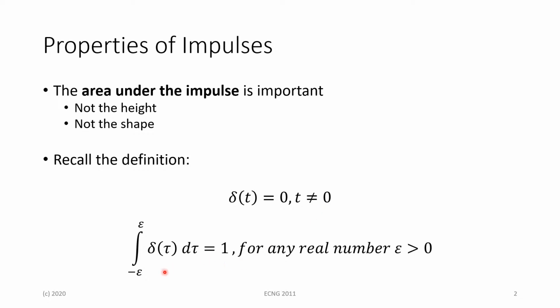And then if you integrate the unit impulse with respect to certain limits, you basically get a resultant of 1, and this integral represents our area under the impulse, where the limits here need to be real numbers and eta needs to be more than 0.